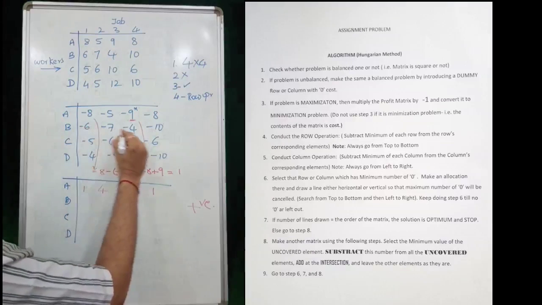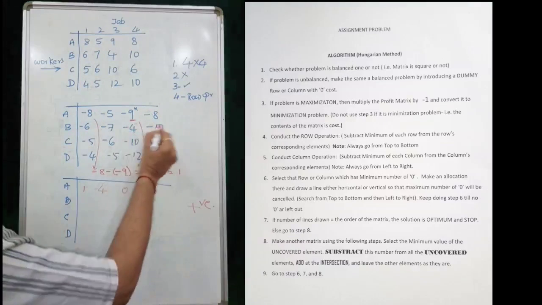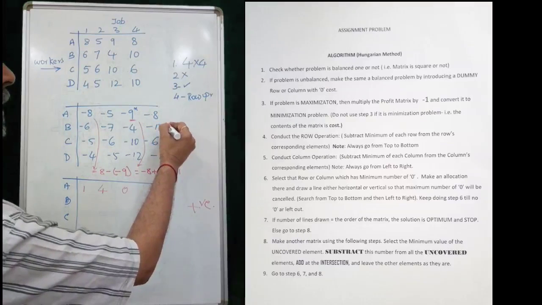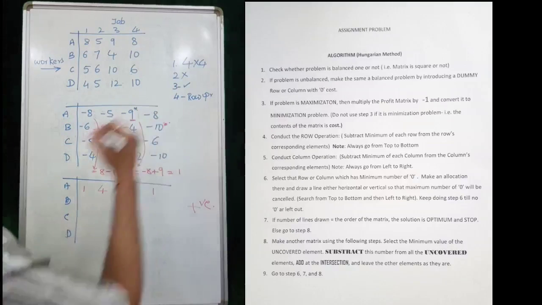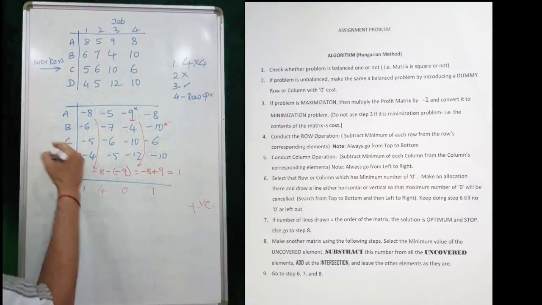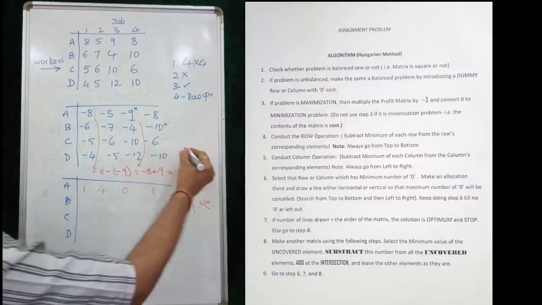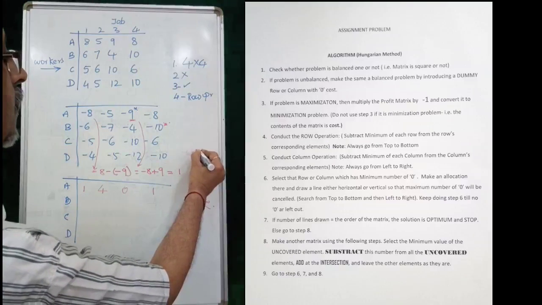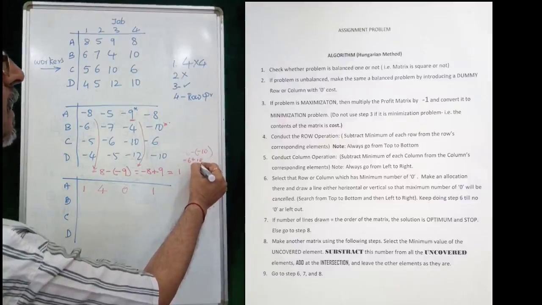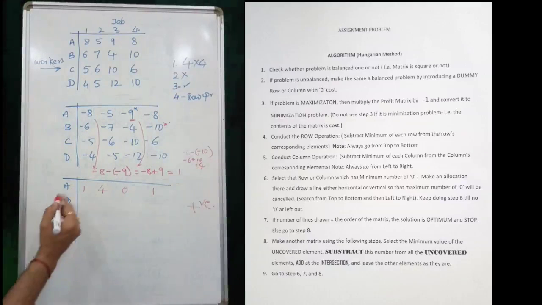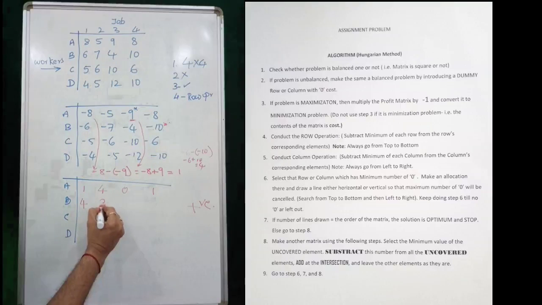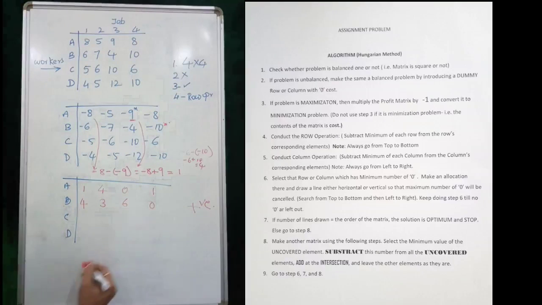So what is the minimum of B? It is not -4, it is -10. You have to be very careful here. It is -10. So how do I do this? -6 minus of -10, so -6 plus 10 is equal to 4. So I will get 4 here. I get 3, 6 and 0.